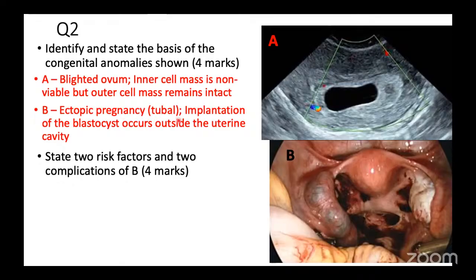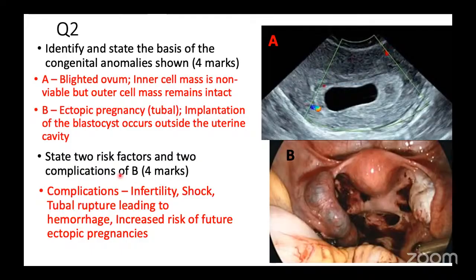So two risk factors of the ectopic pregnancy. This one's relatively straightforward. So you can imagine if the conceptus continues to grow, you'll have rupture of the membranes, and that will lead to such complications such as infertility, shock, tubal rupture giving you hemorrhage, and an increased risk of ectopic pregnancies in future. So yeah, tubal rupture leading to hemorrhage is the most obvious one. Shock as well because of massive hemorrhage. Then an increased risk of ectopic pregnancies in future.